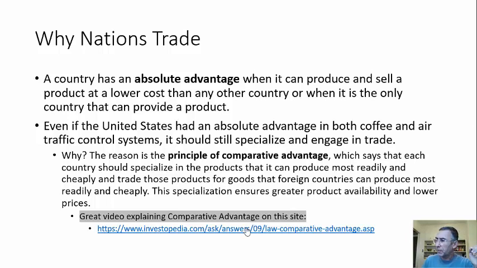Absolute advantage was developed by Adam Smith, and comparative advantage was developed by David Ricardo, both economists. I have a little video here if you want to click on it that walks you through. Obviously, this PowerPoint slide will be posted for you guys on Canvas.